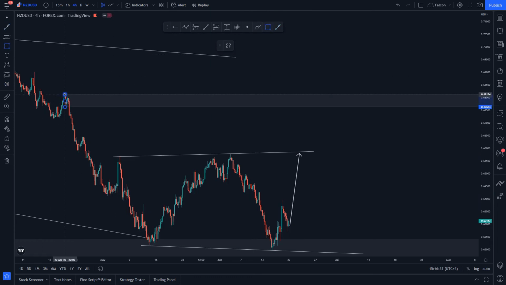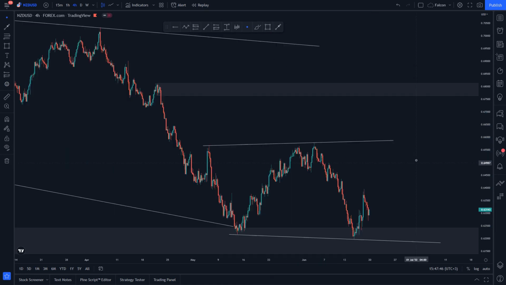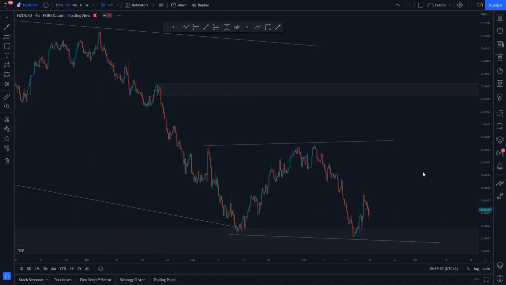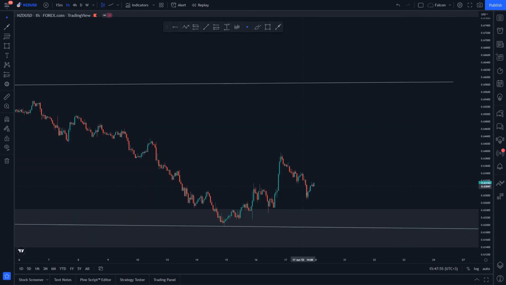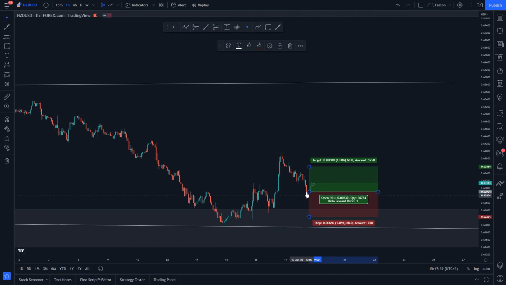We'll be focusing on these levels over here. That will be our overall target. So you should be in this trade already, or let's see on the 1 hour chart. Let's see what's happening. Yeah, you should be in this trade already, because the right buys are on these levels over here. This was the right entry.